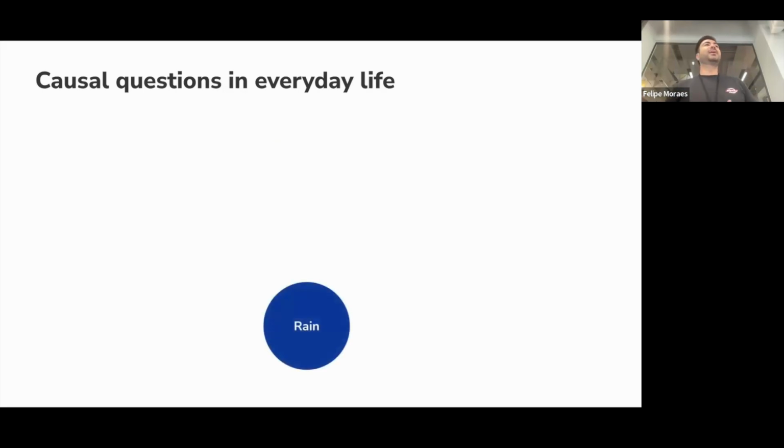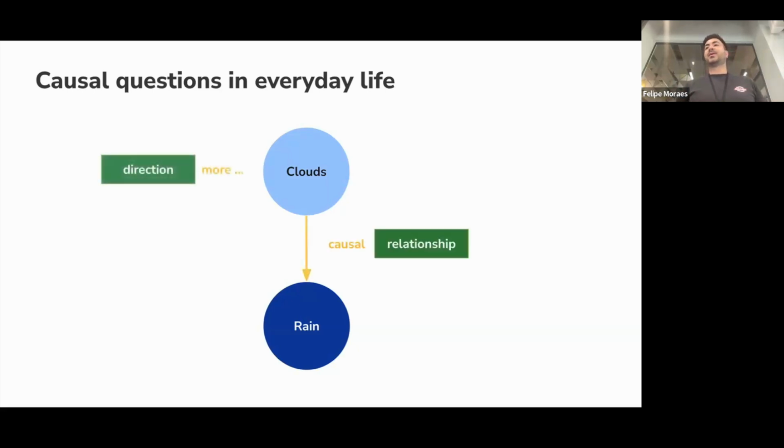Back to our example about the rain, right? We have one factor that influences the rain, which is clouds. So if you see a cloud in the sky, do you expect to see rain? We are looking at the relationship of clouds and rain, but also the direction. Seeing more clouds in the sky, does it mean more rain or less rain? We all know the answer, but this is a causal question. And you also want to know the quantity, how much this is actually going to increase.